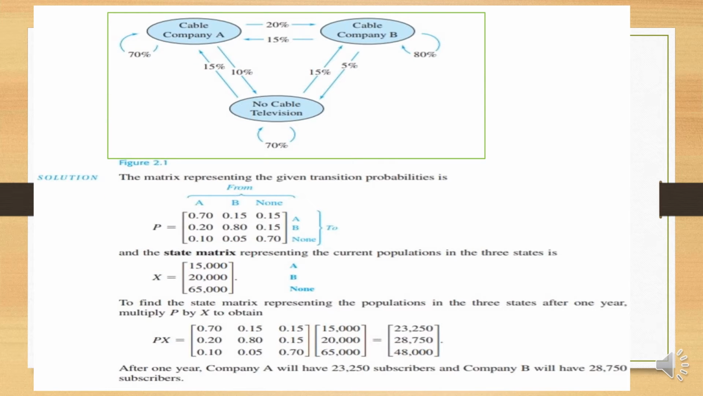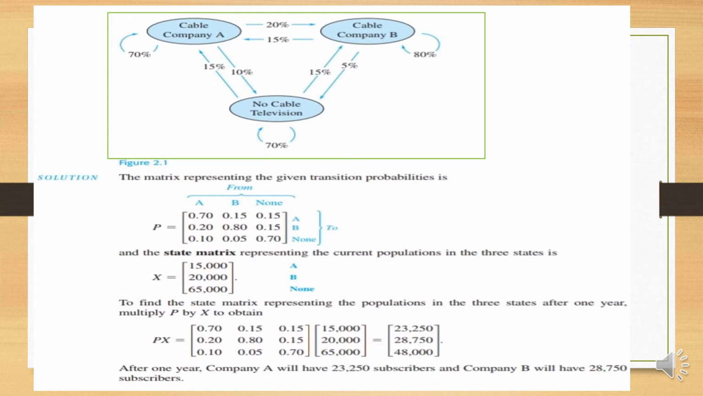So the diagram shows that Company A has 70% retained, 20% switches to B, and 10% to no cable television. But Company B has 80% retained, 15% switches to A, and 5% to no cable television. And in no cable television, 70% are retained, 15% switches to A, and 15% to Company B. The first represents Company A, the second represents Company B, and the third represents no cable. So we have this tree diagram that helps us understand what the matrix P looks like.